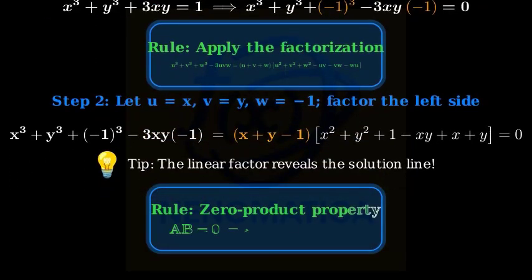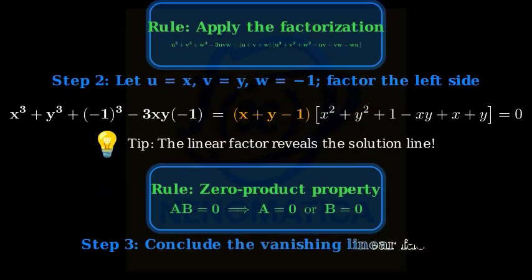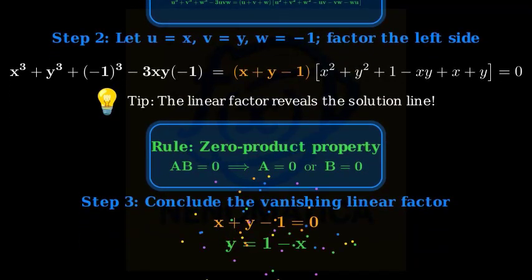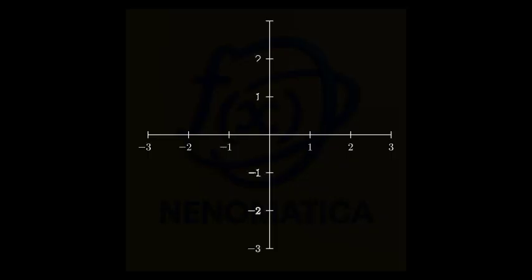Step 3. Use the zero product property. Since the expression equals 0, the linear factor must be 0. That gives x plus y minus 1 equals 0, or y equals 1 minus x. Let us visualize the solution set. It is the straight line y equals 1 minus x in the coordinate plane.